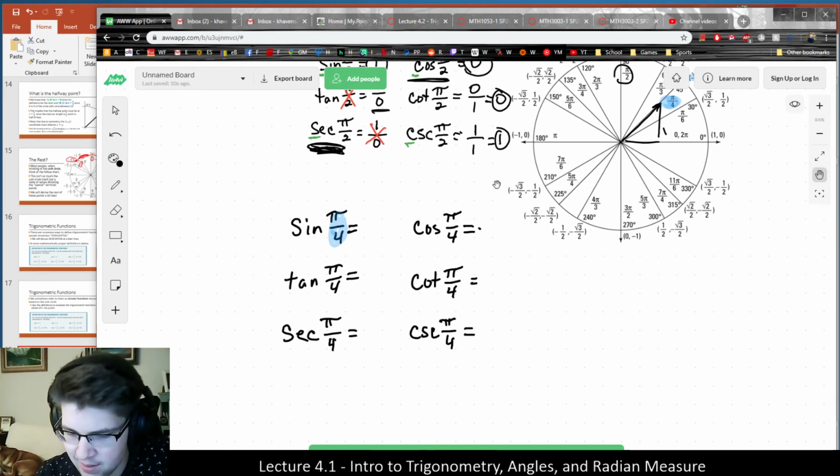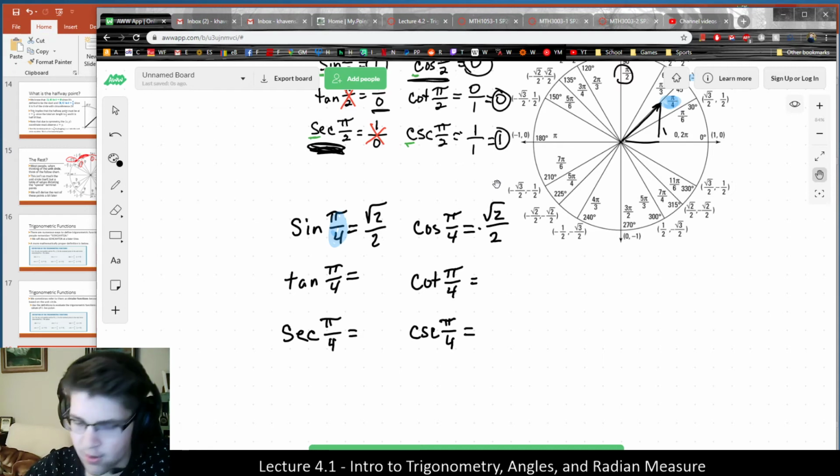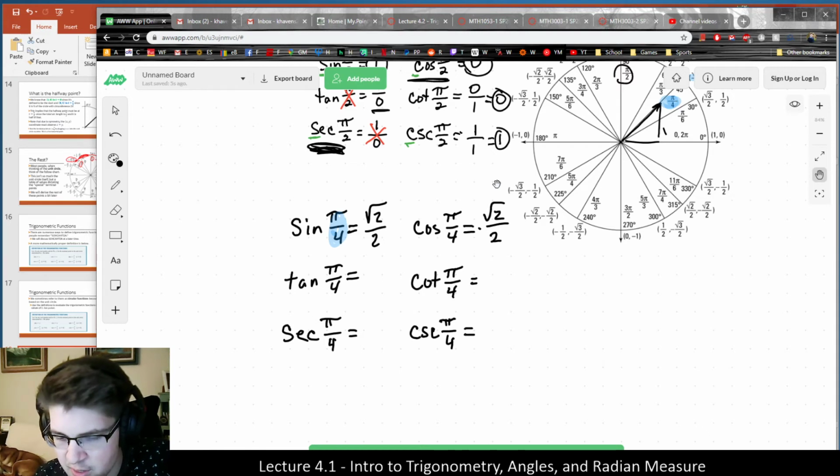Sine of pi over 4 is root 2 over 2, as is cosine of pi over 4, because they are both the same value at that 45 degree middle. Now, tangent, since tangent is the ratio of y to x, it will be root 2 over 2 divided by root 2 over 2.